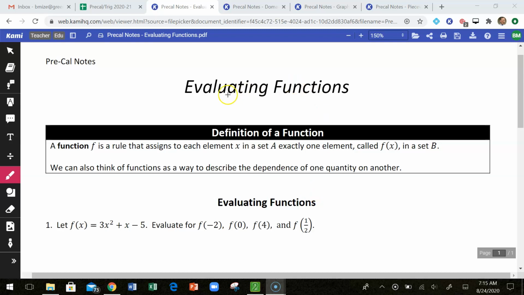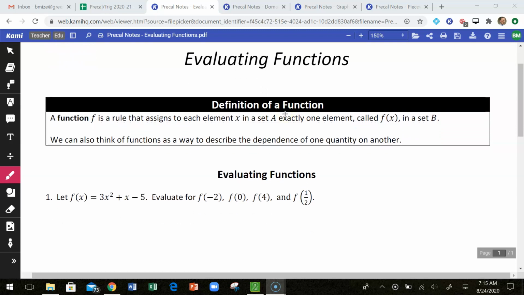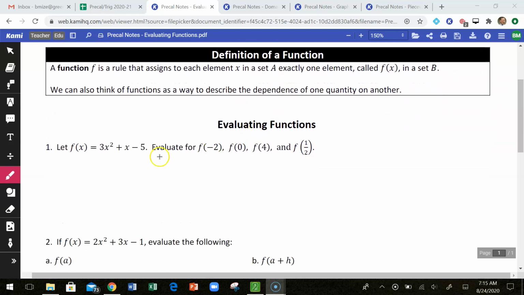Okay, so in this video we're going to start looking at functions and how to evaluate functions. So I'll just jump right into an example. Let f of x equals 3x squared plus x minus 5, and we want to evaluate for all of these different values of x. So if you're just evaluating at a number, f of negative 2, all we are doing is plugging that number in and simplifying.